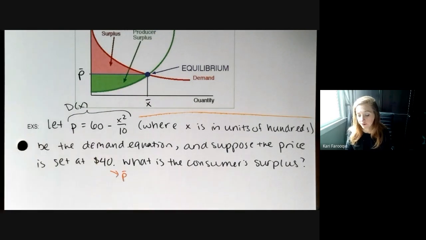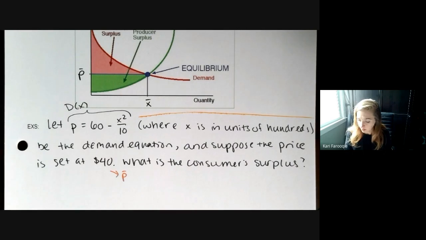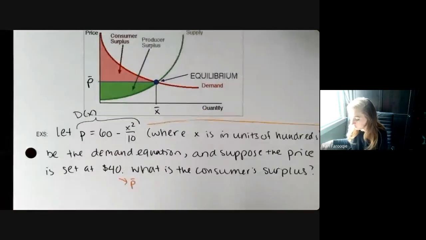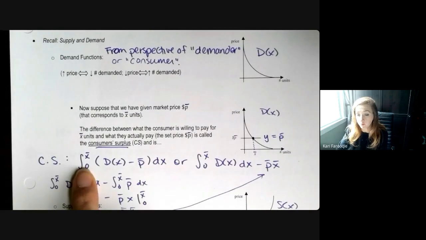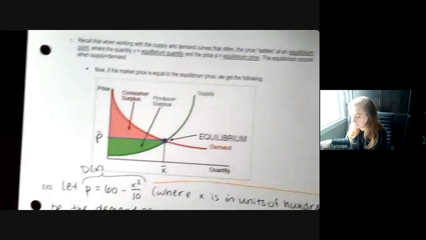So you're being given, in this case, a demand function that this company already has in place that follows the sales of this item. The demand equation represents x in units of hundreds. The price is set at P bar equals 40. So you're being asked to find the consumer surplus. In order to do that, I'm going to remind you of this equation we found on the previous page. The consumer surplus is going to be the integral from 0 to x bar of d of x minus P bar dx.